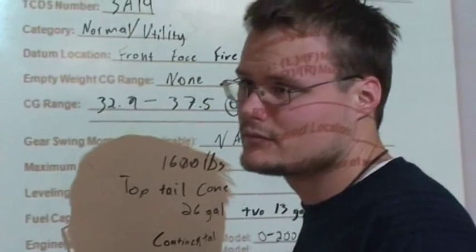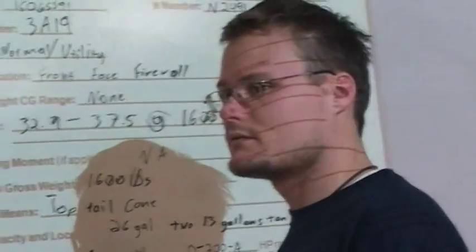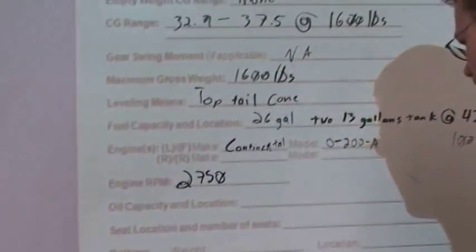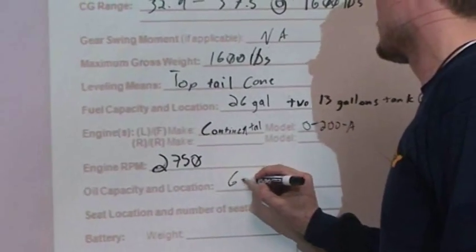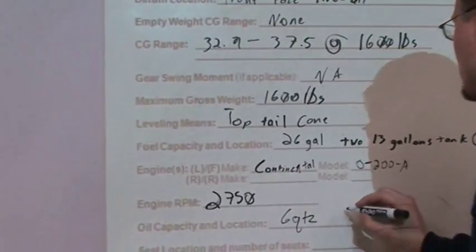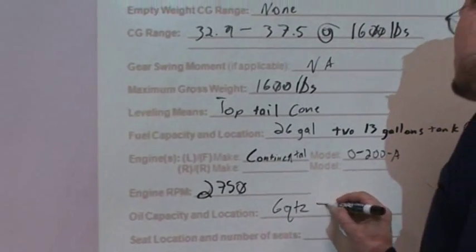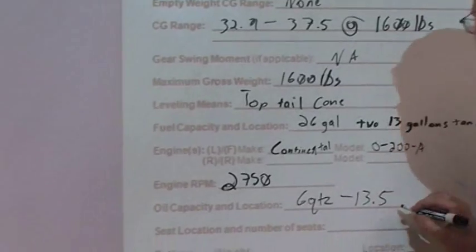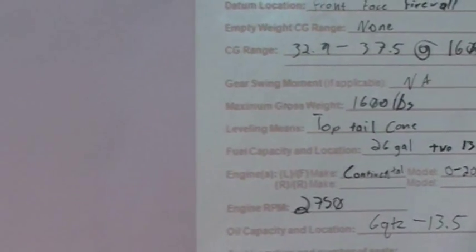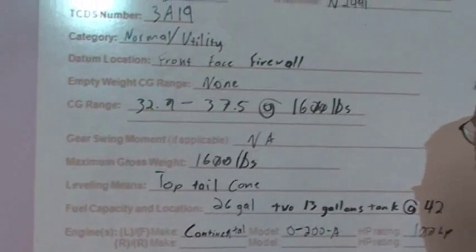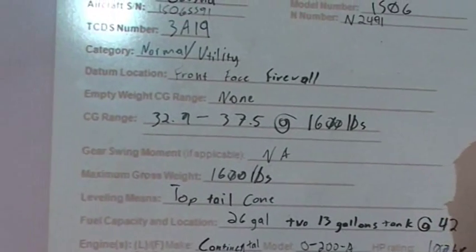The engine RPM, 2,750. And the oil capacity was 6 quarts. Yes. And the location was minus 13.5. Two are unusable, correct? Unusable 2 quarts.